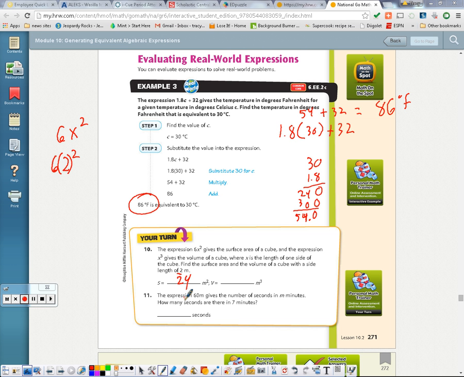So volume is x cubed. If volume is x cubed, we plug in 2 for x. So we have 2 cubed. 2 cubed is 2 times 2 times 2.